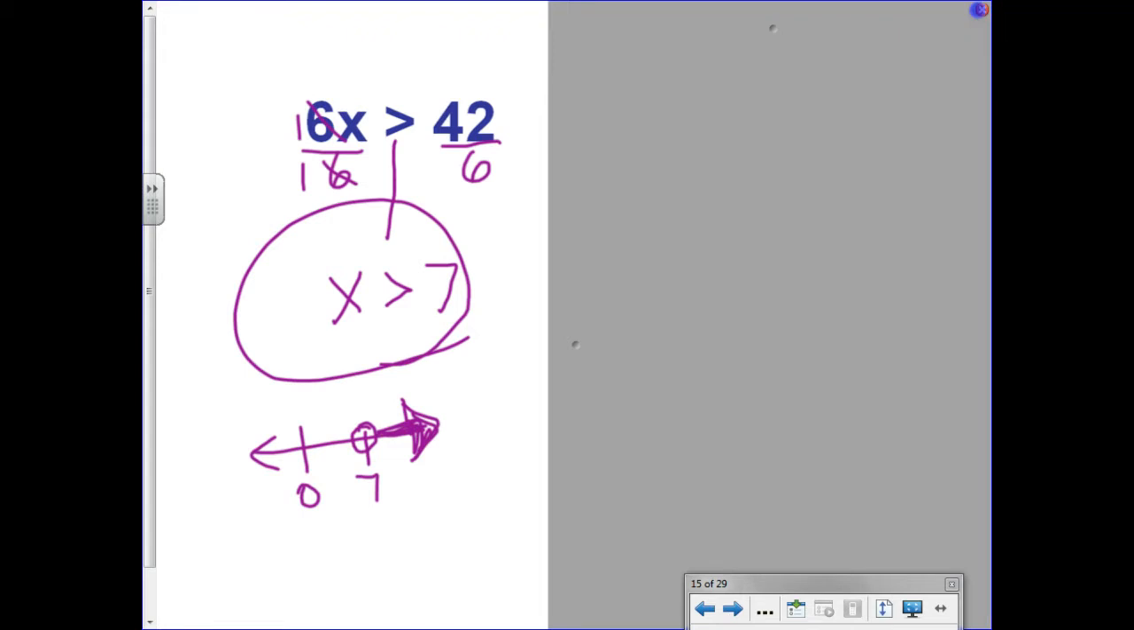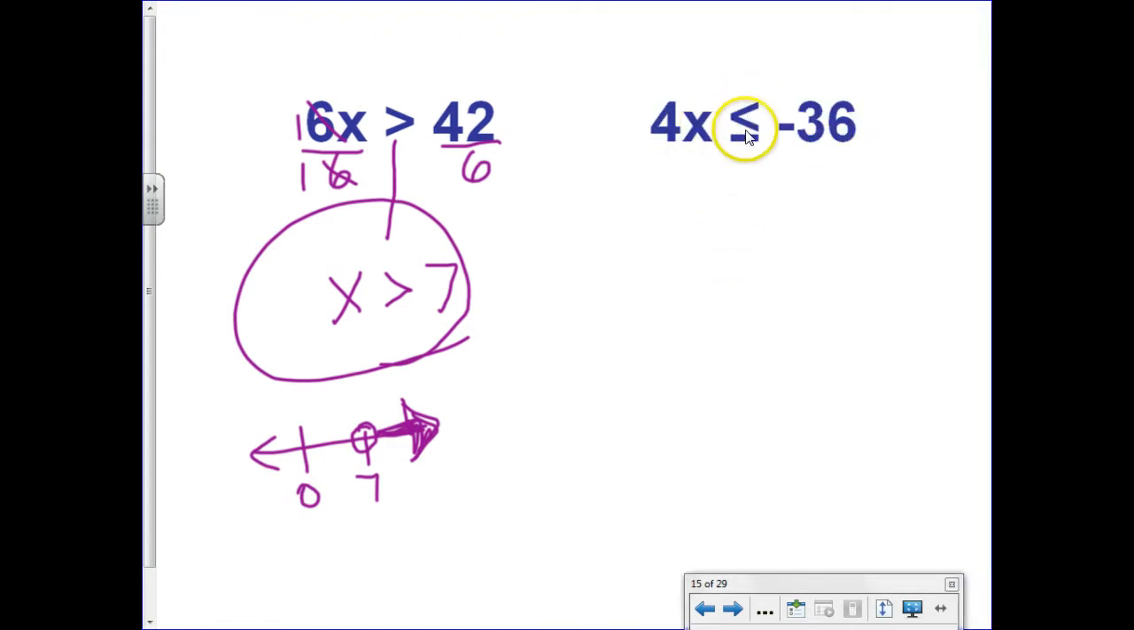Okay? Here's another one. 4x is less than or equal to negative 36. All right, your algebra antenna should be going beep, beep, beep, because you're looking, I see a negative sign, I got to pay attention here. Here's my symbol. Divide by 4. Divide by 4. 4 divided by 4 over here gives me 1. And I get a 1x. Here I get negative 9. Okay, so the math part is done.